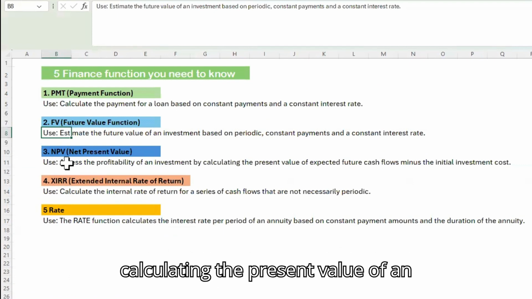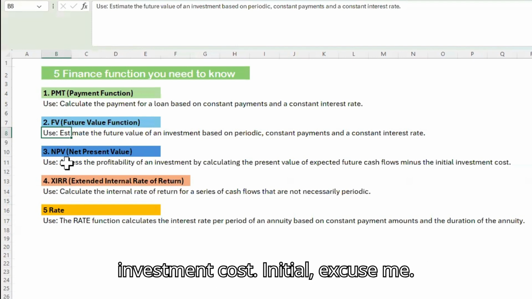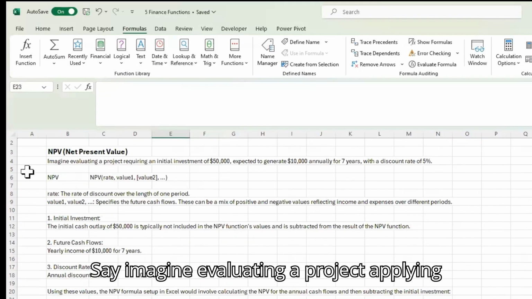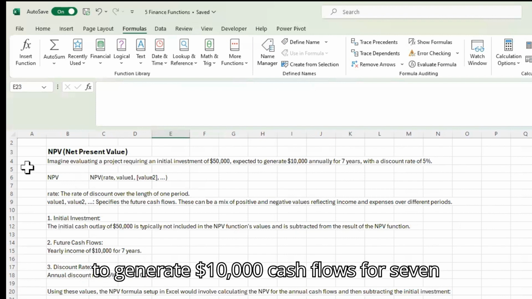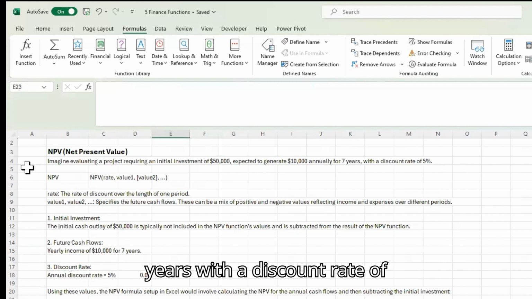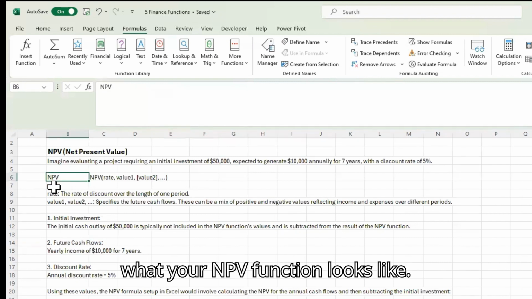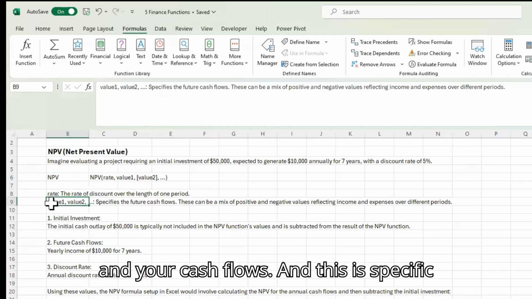Our next one we're going to talk about is net present value, which assesses the profitability of an investment by calculating the present value of expected cash flows minus the initial investment cost, excuse me. So let's do a quick example. Imagine evaluating a project requiring an initial investment of $50,000, expected to generate $10,000 cash flows for 7 years with a discount rate of 5%. This is what your NPV function looks like. Basically, it's the rate, your discount, and your cash flows.